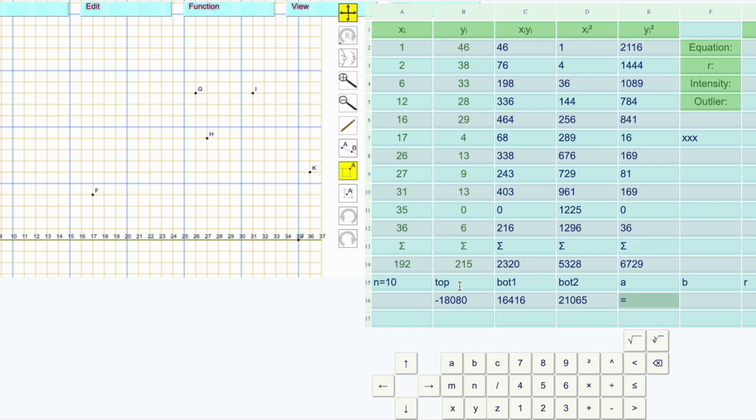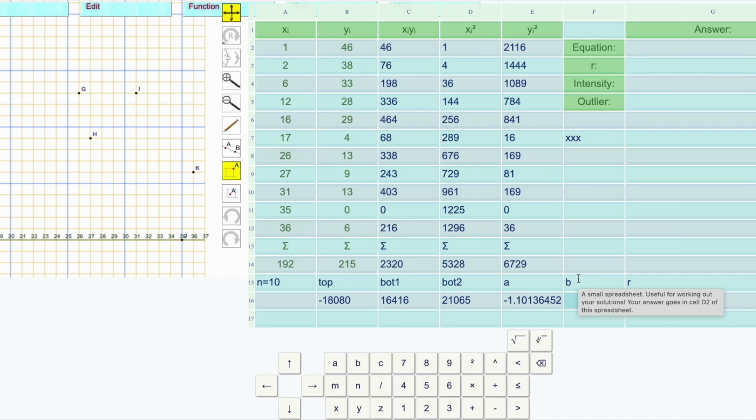A is the top divided by the bottom. B is y minus ax. For the y, I'm using the average of the y's, mean of the y. I'm going to do this number divided by 10. The easier way of doing it is put your bracket, the sum of all the y's, take away the a times the sum of all the x's, divided by 10, divided by n. B is 42.64.